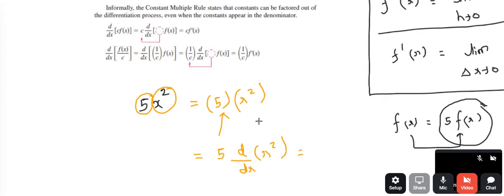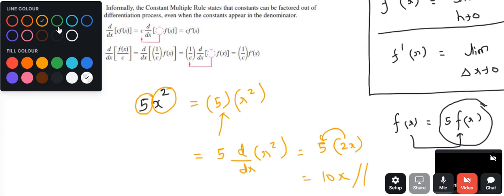We know what the differentiation of x squared is. We can apply the power rule. So 5 times the differentiation of x squared, which is 2x. Now you can multiply: 5 into 2 is 10x. So this is the final answer for this one. Understood this? Yeah. Okay, so in the same way, I can give one more example.